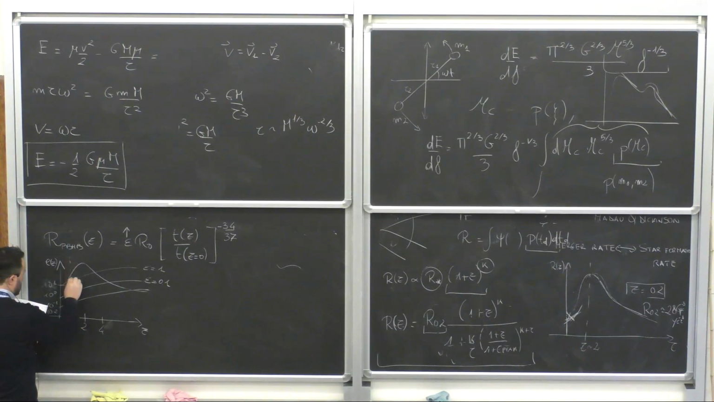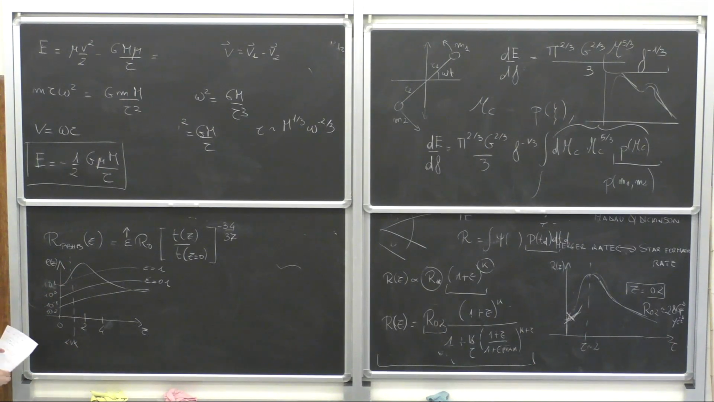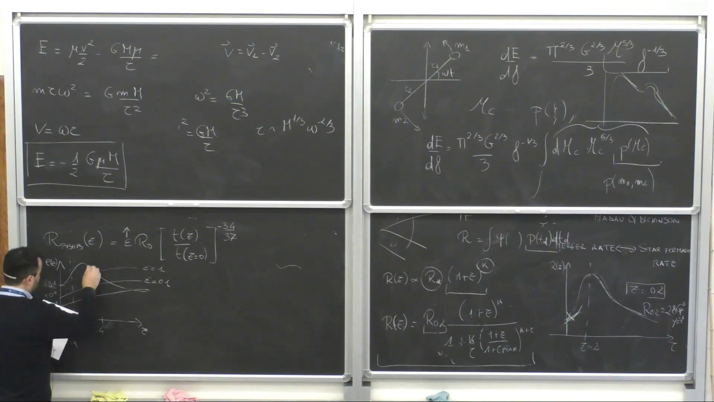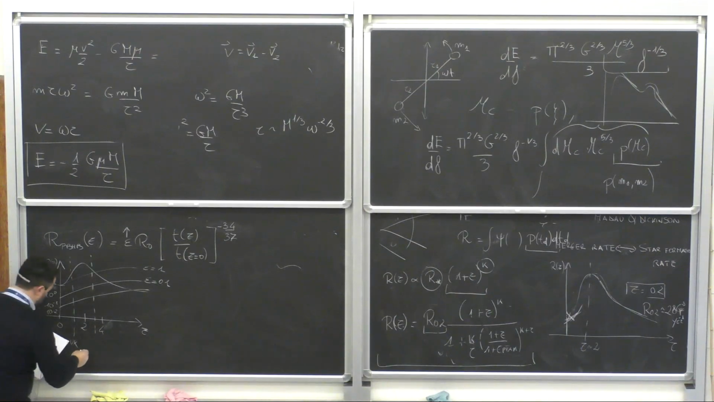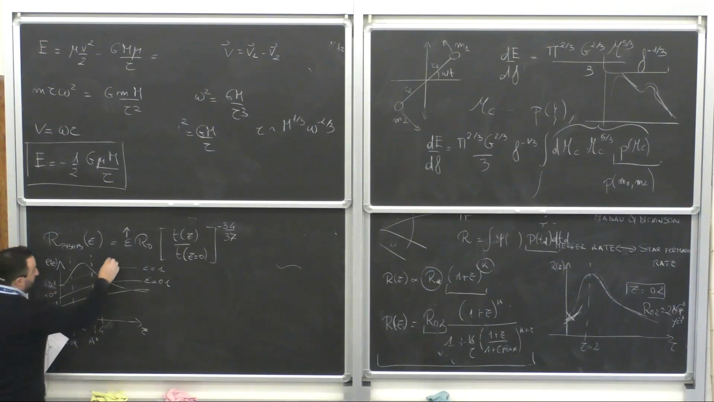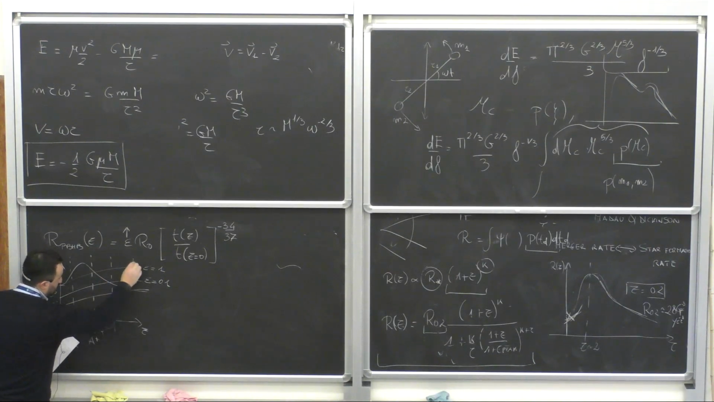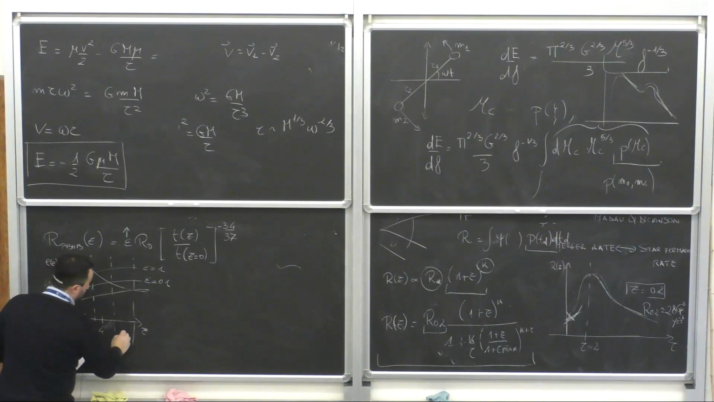So you expect that with the LVK, at the level of observability, we are here. With advanced versions that are called A plus detectors, some advanced version of LIGO, we expect to be here. And with ET and LISA, we expect to be around here, 8.